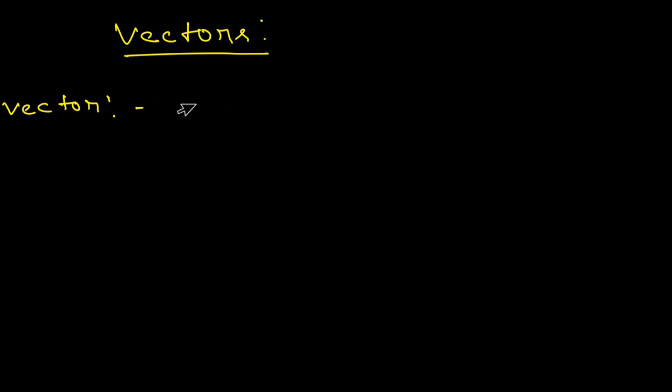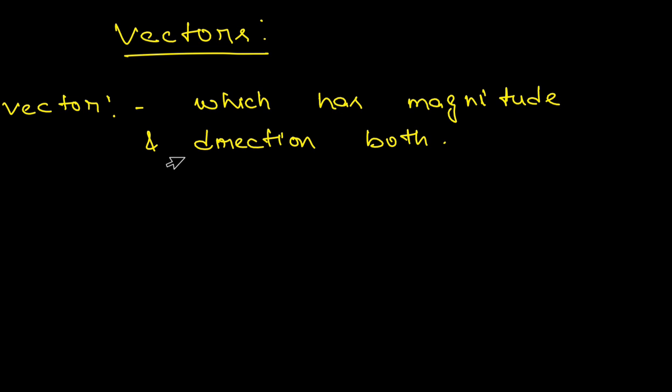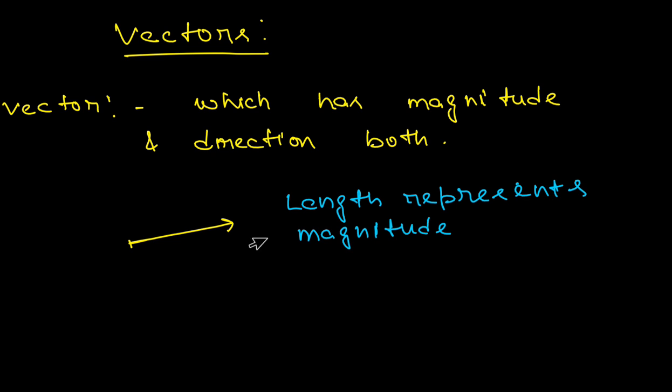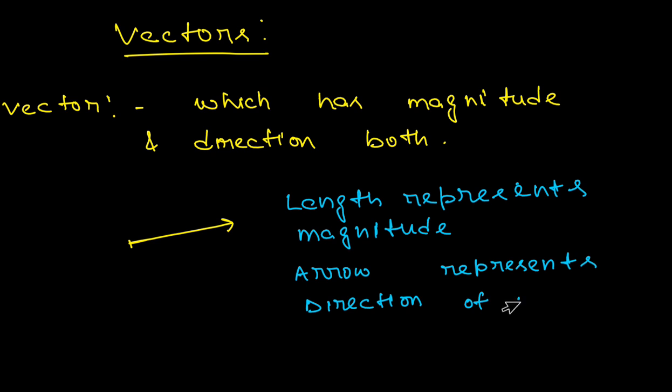A vector is a quantity which has magnitude and direction both. We represent a vector by an arrowed line, where the length of the arrow represents magnitude and the arrow represents direction of the vector.